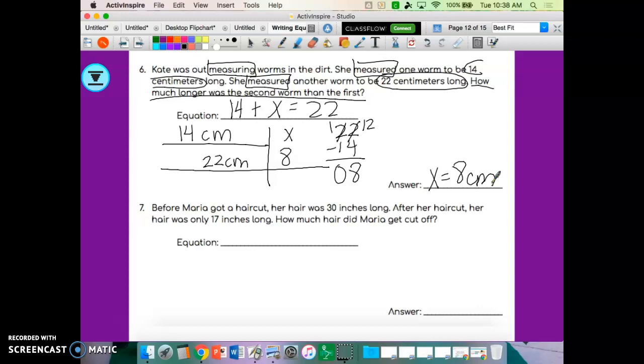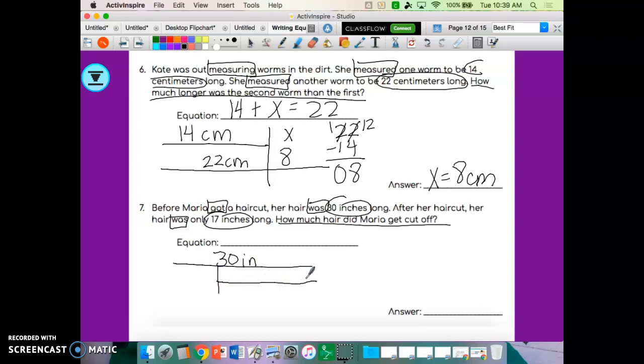Another one that they had to do today was number 7. Before Maria got a haircut, she thought her hair was 30 inches long. After her haircut, her hair was only 17 inches long. How much hair did Maria get cut off? Okay, so we know her hair was 30 inches long. She got some of it cut off, and we don't know how much got cut off, but we know now it is only 17 inches long. So how much then got cut off?